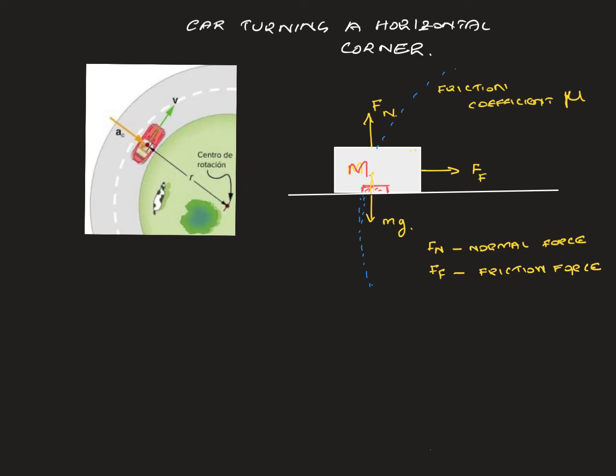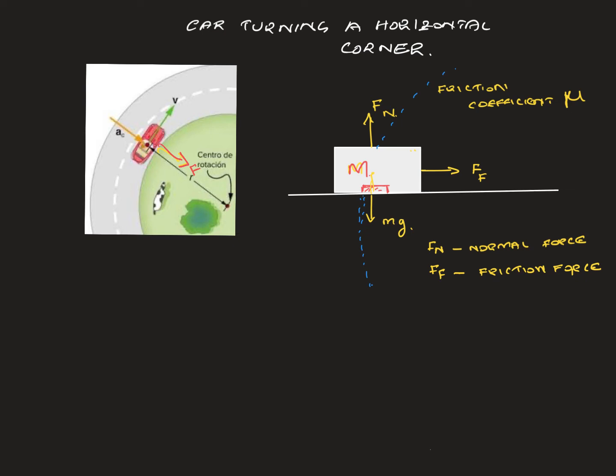So we're going to analyze the forces that act on a car that's turning in a horizontal corner. This is a bit like a roundabout, but this is also applicable to a road that's coming like that, and then you have a bend. So this is a circular motion, and we have a centripetal force acting towards the center, and that centripetal force is provided by friction. That means we have a friction force acting towards the center, and that is the force that keeps the car in a circle.